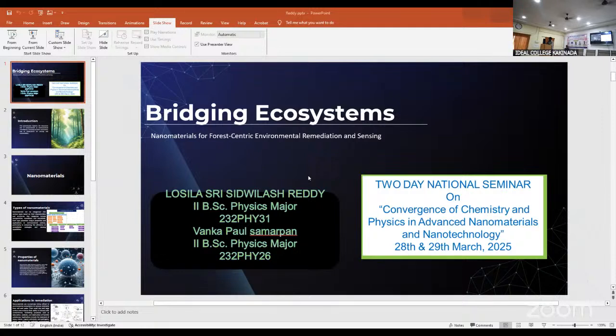The small size and the large surface area enhance the ability to interact with the contaminants, facilitating processes such as absorption, catalysis, and destruction of harmful substances. Applications include the treatment of heavy metals, organic pollutants and contaminants, which are critical for restoring contaminated areas.